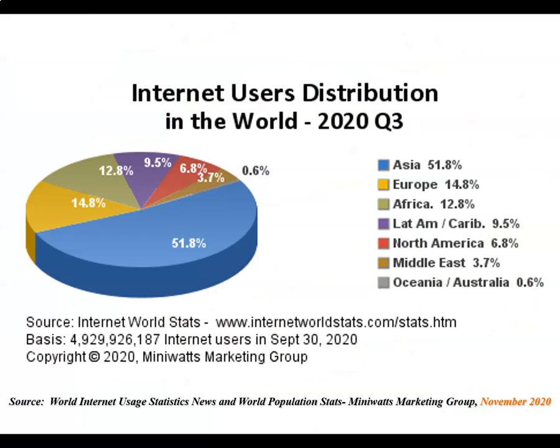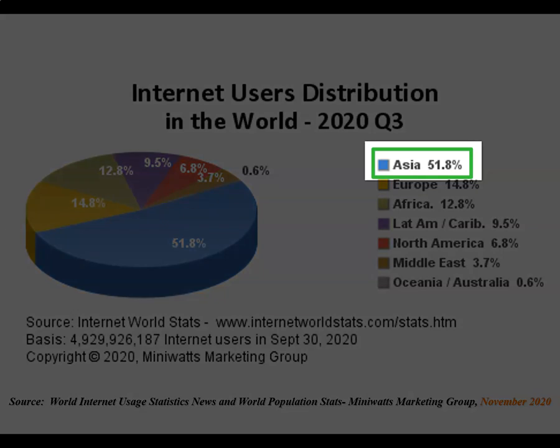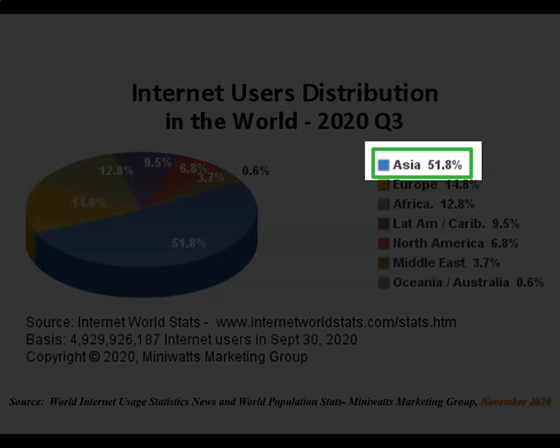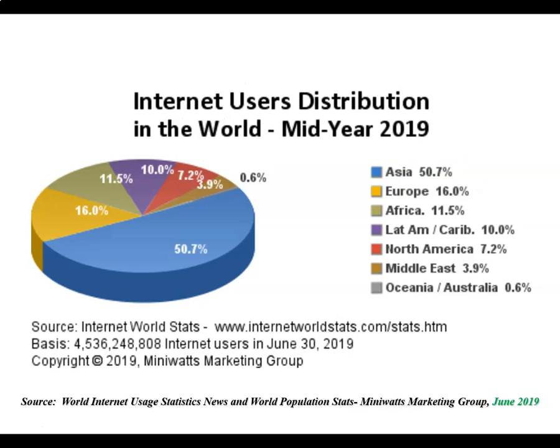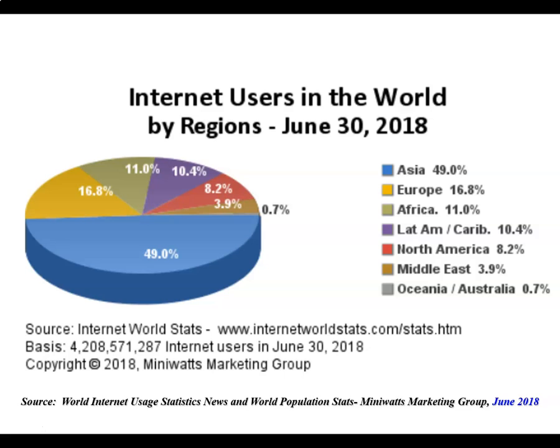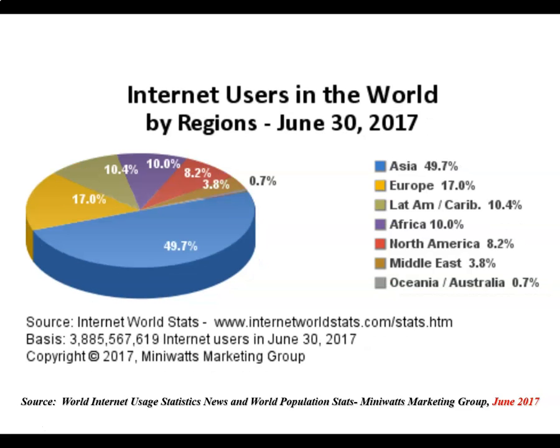You can see here, this is a recent screen capture of internet users across the world. And what I'd like you to focus in on is this number here for Asia, 51.8%. I've recorded these numbers since 2017, and the percent of online internet users for Asia continues to increase every single year. Here it is this time last year, in 2018, and again in 2017, when it was 49.7%.